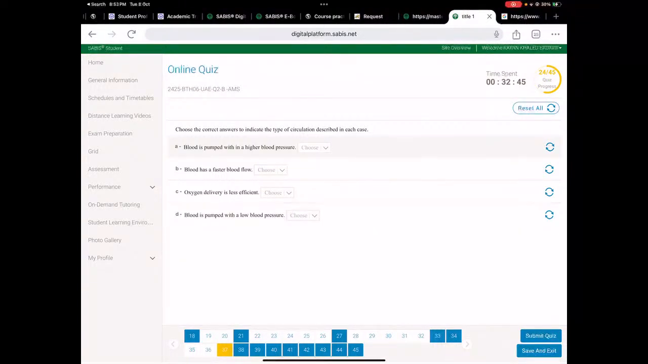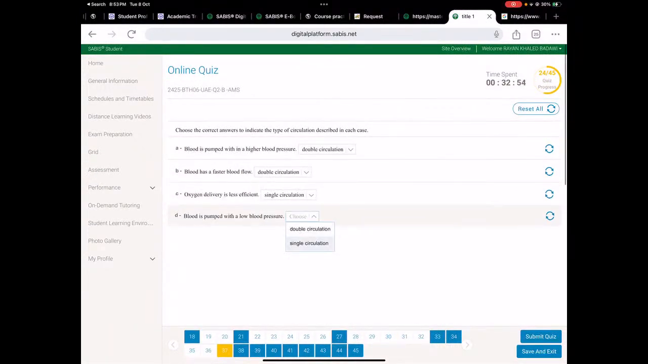Okay, this is also easy. We spoke about it. Okay, higher blood pressure is double. Faster blood flow, of course, is double. Less efficient, single. Low blood pressure is single.